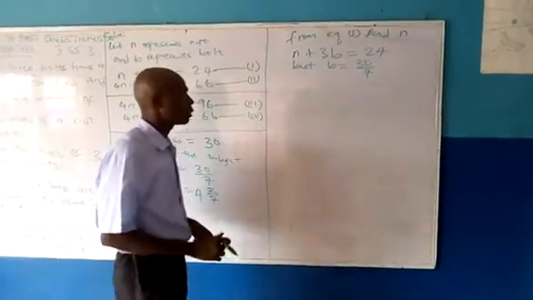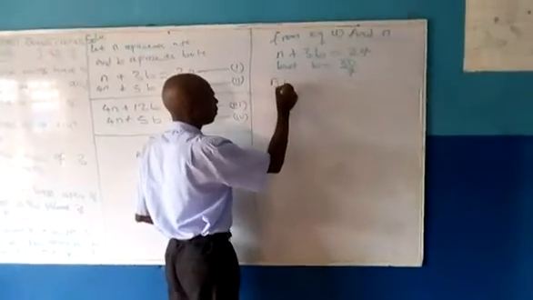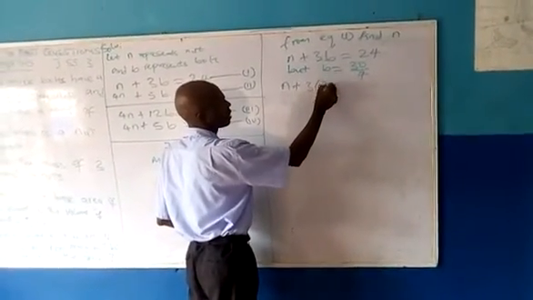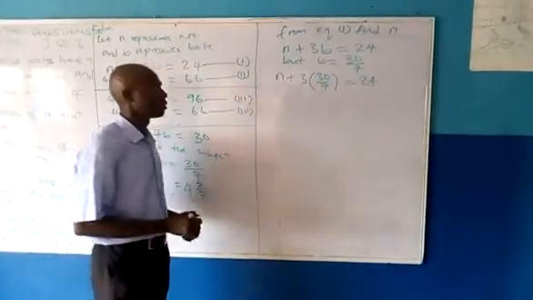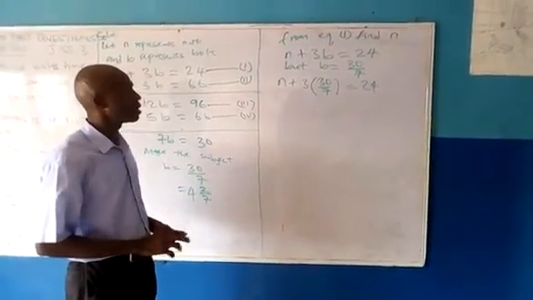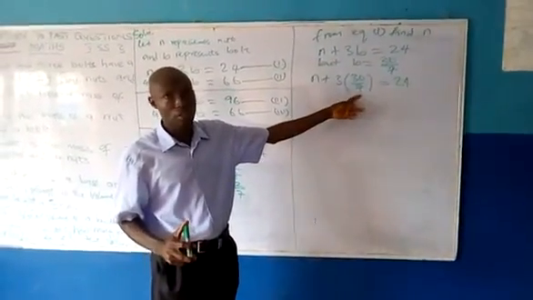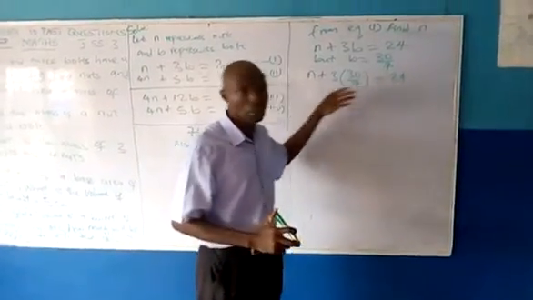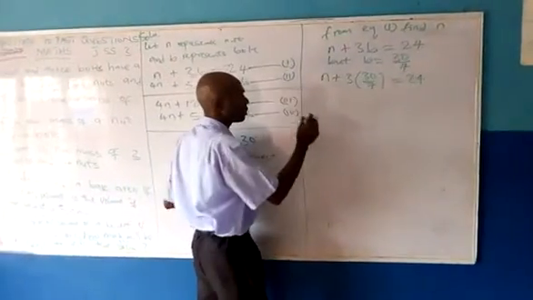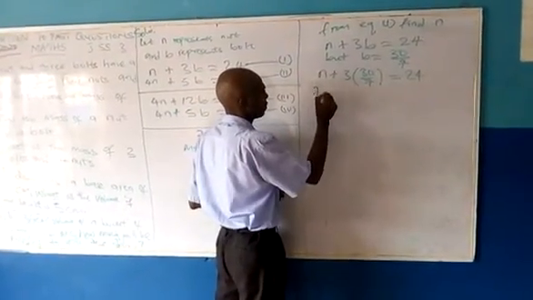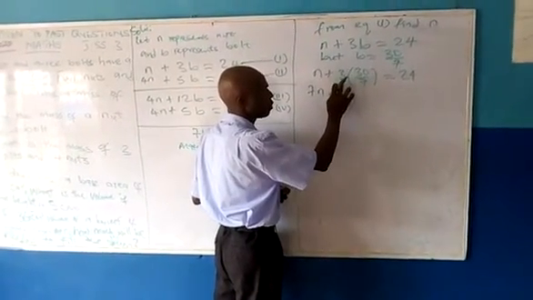Which means anywhere we see b, we don't need to write b again. Rather, we write 30 over 7. And say n plus 30 into 30 over 7 equals 24. Now, to eliminate this fraction here, we can multiply through with 7. If we multiply through with 7, we now say 7n plus 7 multiplied by 30 over 7, this becomes 21.